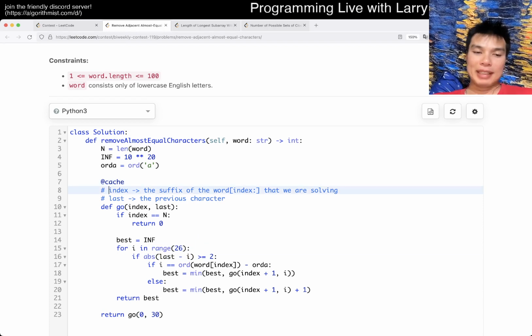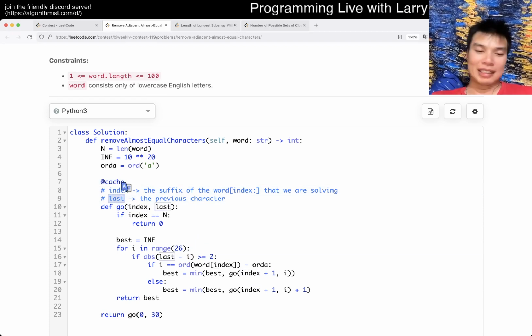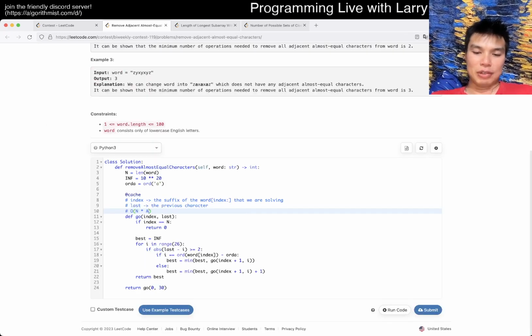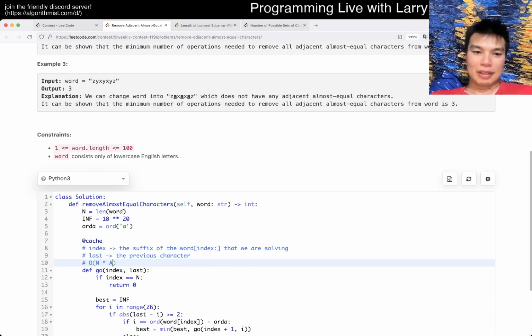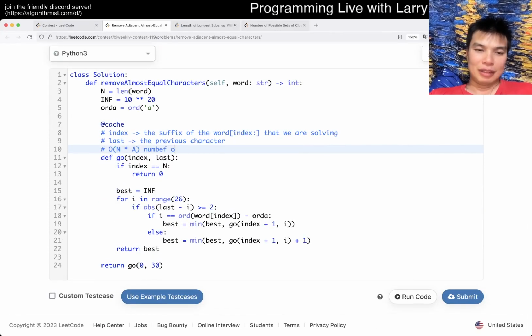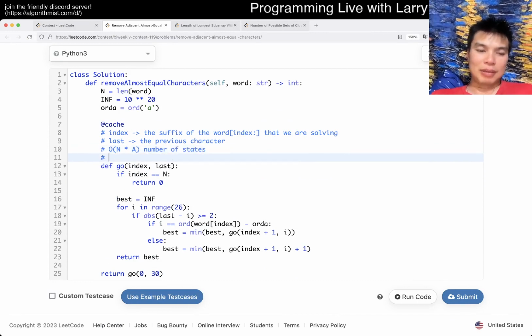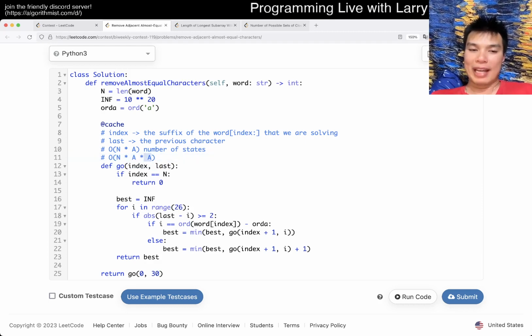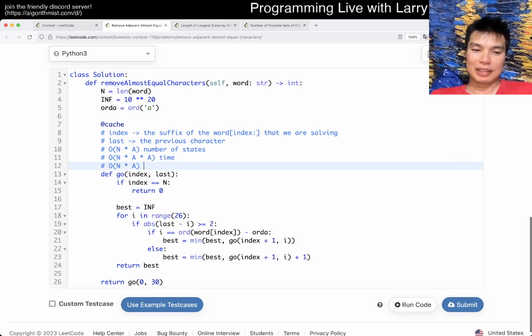So the complexity is going to be index times 26, which is size of alpha, right? So O of n times alpha. It is the number of states. So the time is going to be O of n times a, because for each of these states, we do O of a or alpha work. So this is time, and O of n times a is the space, right?